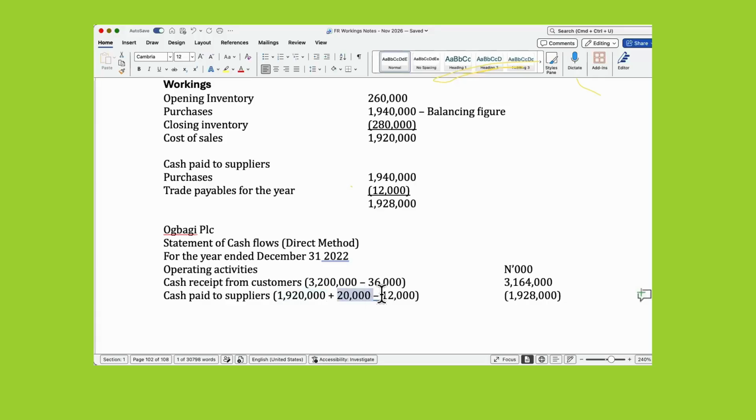And secondly, my payables for the year. Those are also non-cash items as well. So I deduct that because that one is inside my purchases. It will give me the same thing. So you are free to use this one, or you just simply do it this way. Did I help you understand?